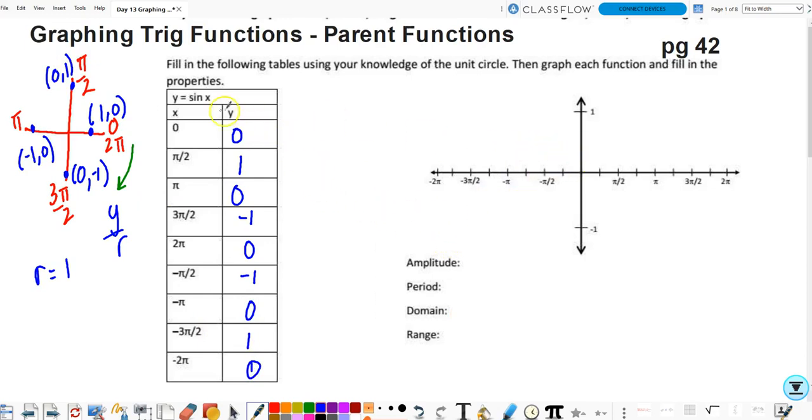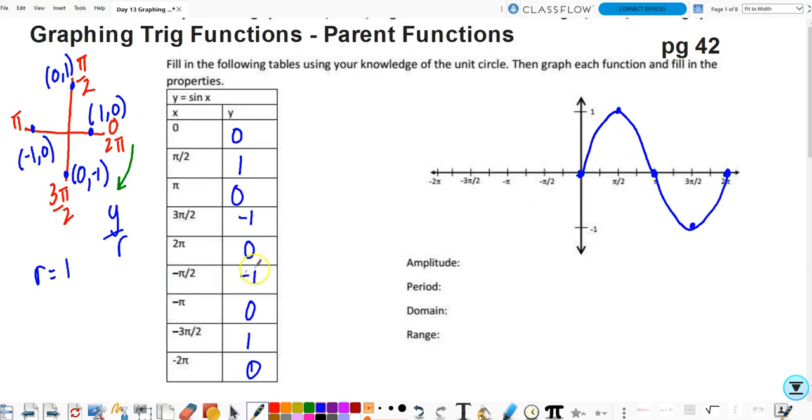So now I'm going to take these values, and my x scale is my radians, my y scale is the outcome, that ratio of sine. So we got 0, 0, pi over 2, 1, pi 0, 3 pi over 2, negative 1, 2 pi 0. Let's connect those dots before we go to the negative side. When you connect your curve, it's a nice smooth wave, not V's, just nice smooth wave.